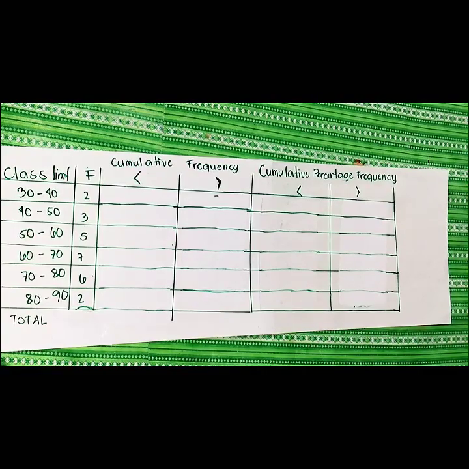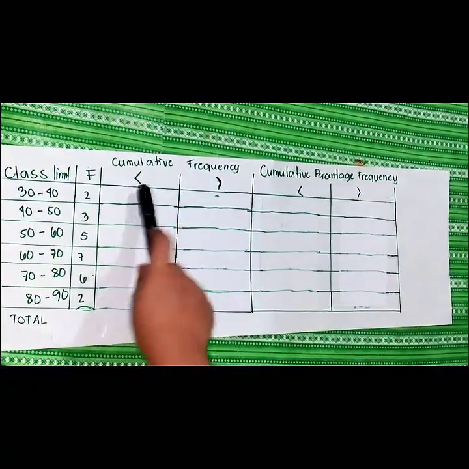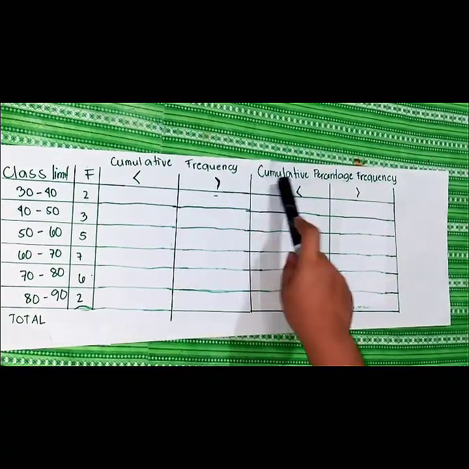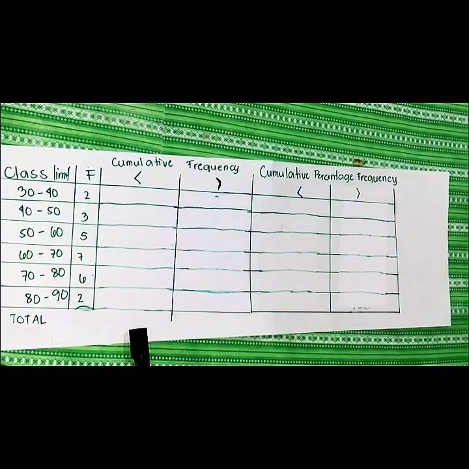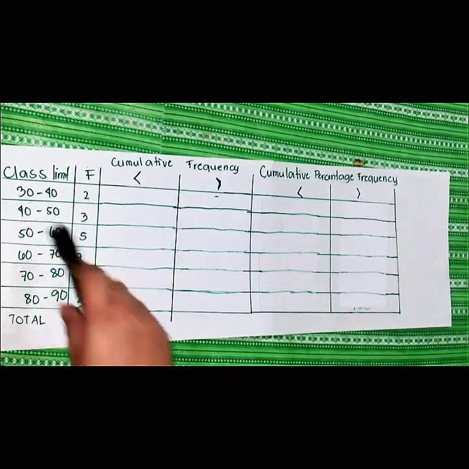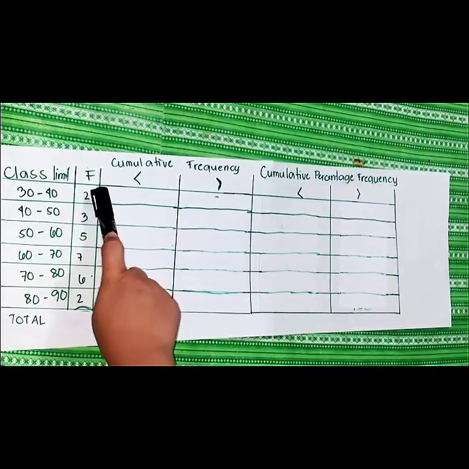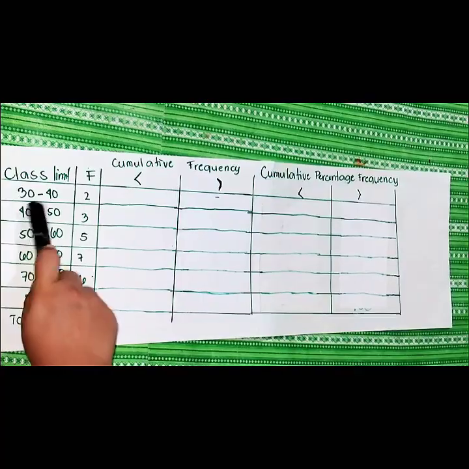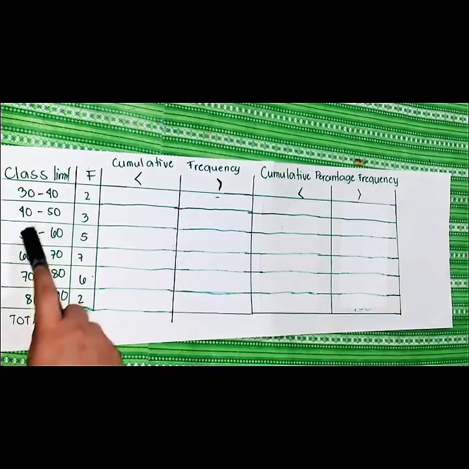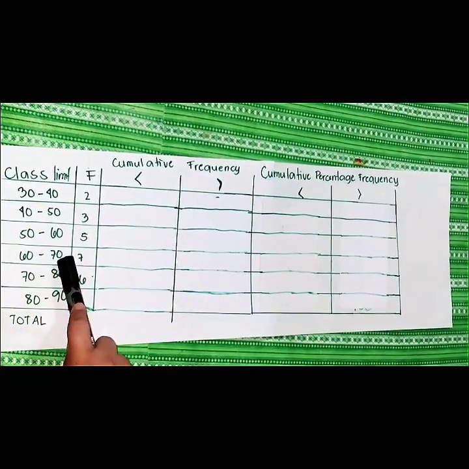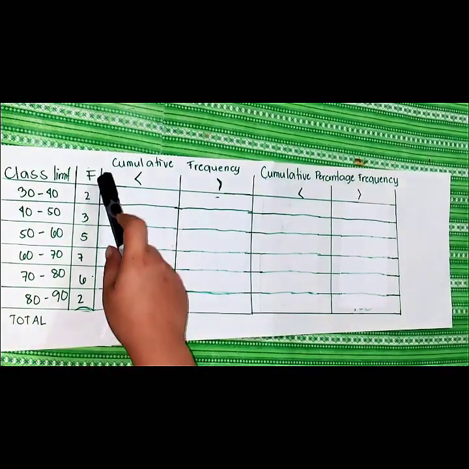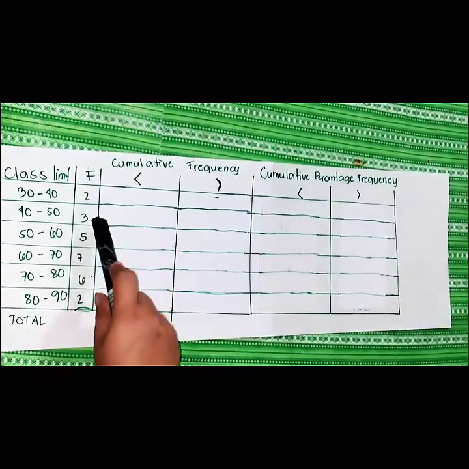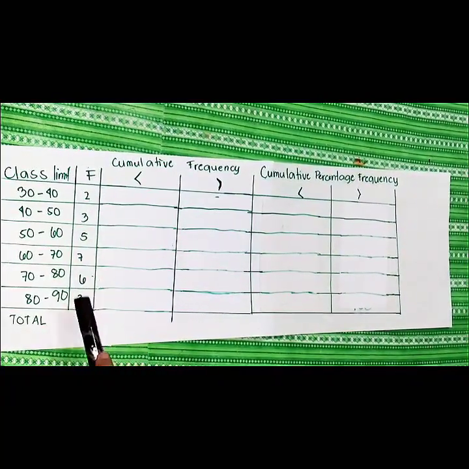In my report, we are going to find the cumulative frequency lesser than and greater than, and the cumulative percentage frequency lesser than and greater than. In my table, we have the class limit and the frequency. Our class limits are 30 to 40, 40 to 50, 50 to 60, 60 to 70, 70 to 80, and 80 to 90. In our frequency, we have 2, 3, 5, 7, 6, and 2.